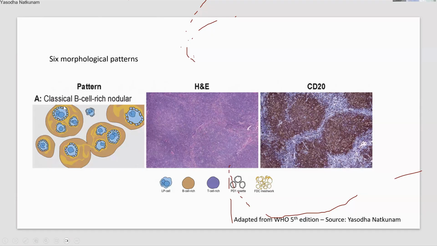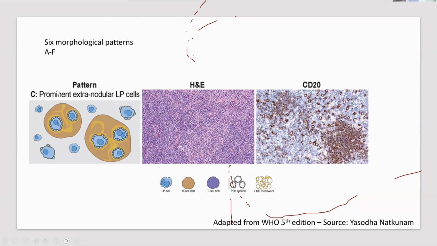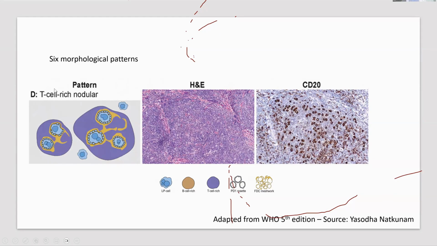Pattern A is a classical B cell rich type. Pattern B is serpiginous interconnected B cell rich type as well. Pattern C is the prominent extranodal lymphocyte predominant cells. Pattern D is a T cell rich nodular pattern, so you will have nodules, and within these nodules you will have these LP cells and these rosettes.